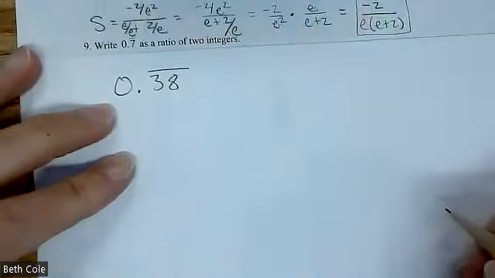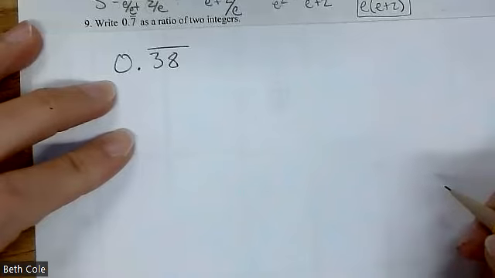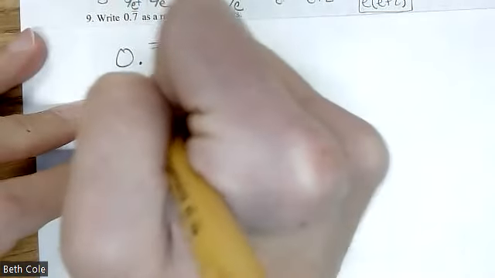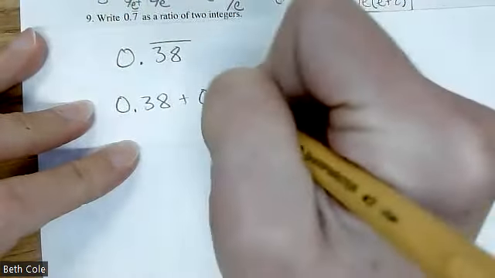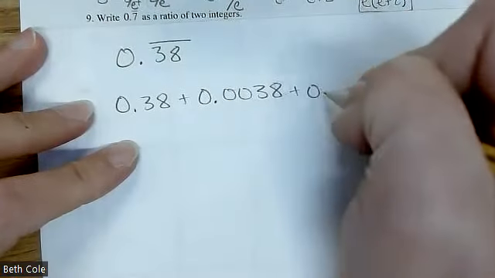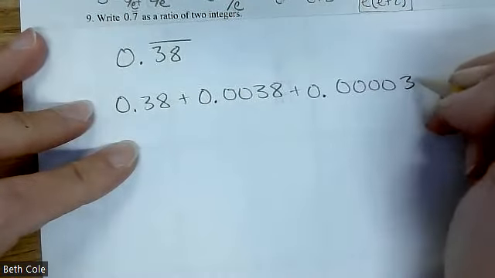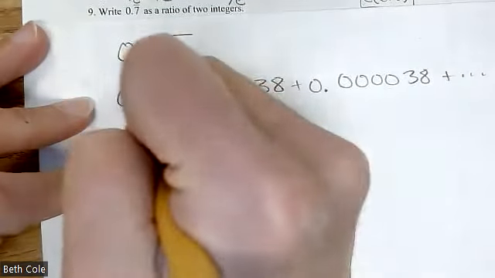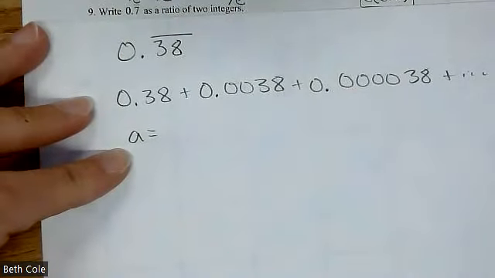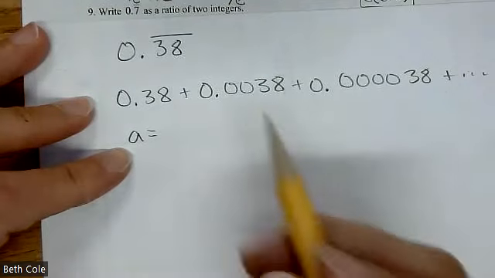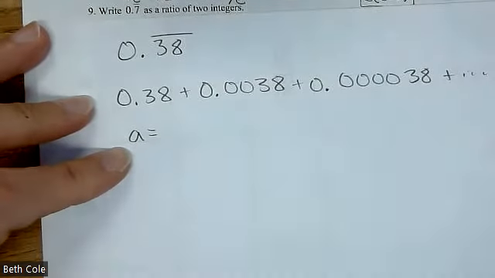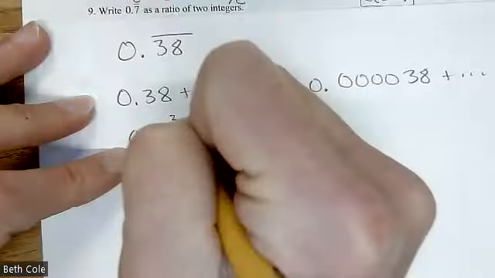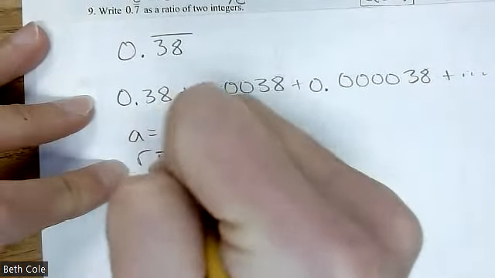0.38 repeated. What is that as a fraction? I don't know. Let's find out. It would be 0.38 plus 0.0038 plus 0.000038. Do you get what I'm saying there? Forever. So what's a, just a? What would that be as a fraction, though? Because we want to get stuff to cancel. It'd be 38/100ths.